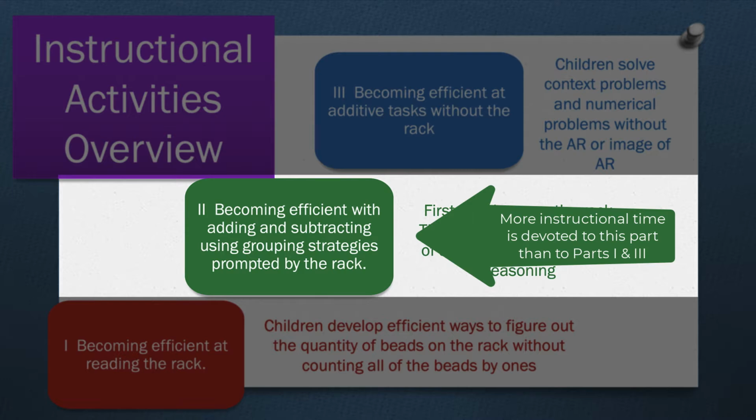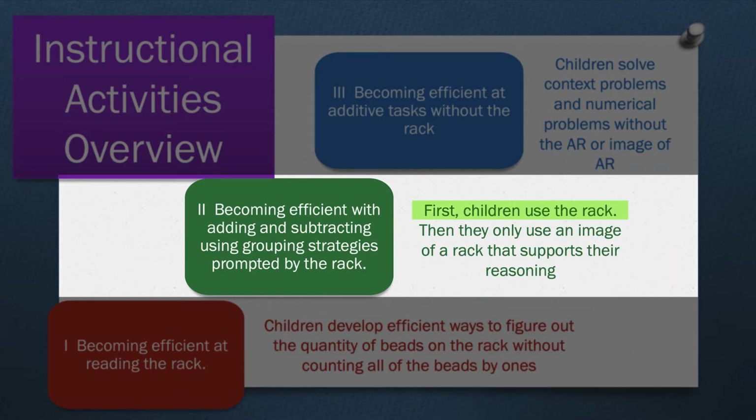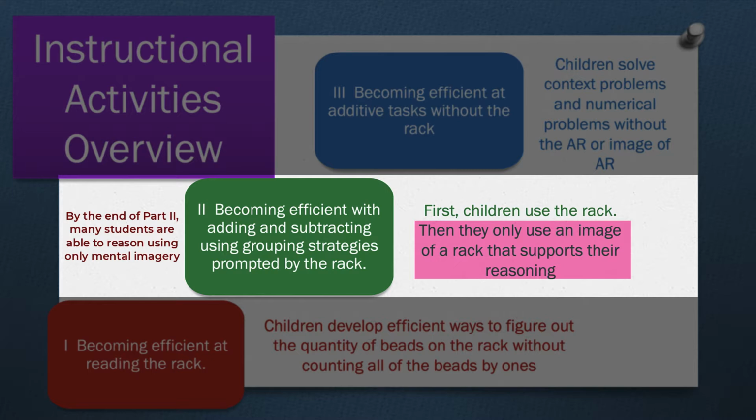More instructional time will be devoted to this part than to parts 1 and 3. In this part of the sequence, children advance from first using their arithmetic racks as they solve addition and subtraction problems posed within the double-decker bus scenario, to using a visual image of the rack as a means for reasoning mentally. By the end of part 2, many students are able to reason using only mental imagery.